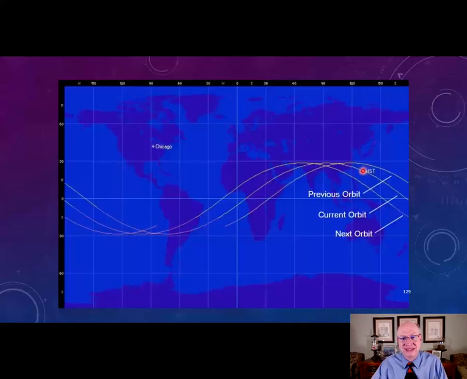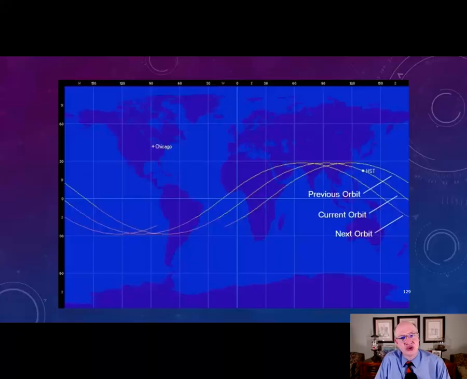At this moment in time, it's over the Western Pacific, just south of Japan, just northeast of the Philippines. That's where the Hubble Space Telescope is at the moment that this picture was taken. Then it will continue in its orbit, and its next orbit will be this track right here, which will be a little bit further to the west. And it's further to the west because the Earth is rotating underneath it.